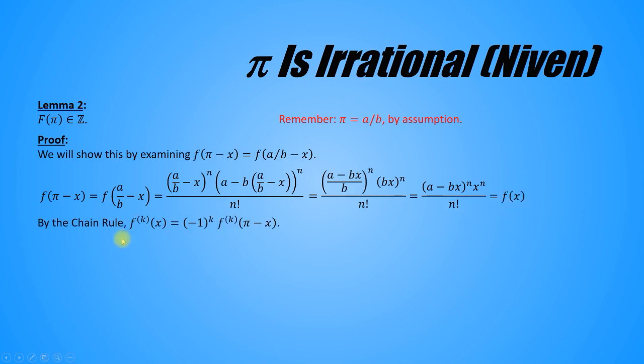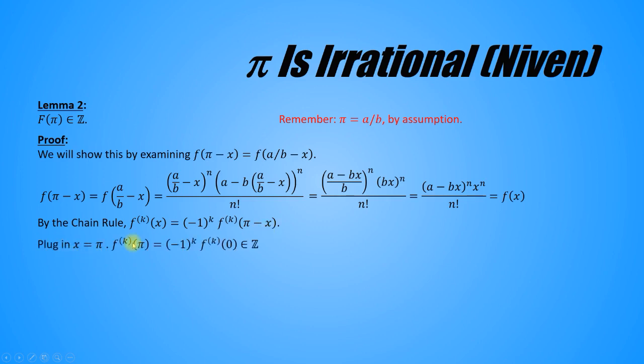Ta-da! Okay, we're going to differentiate little f k times. So by the chain rule, the kth derivative of little f at x is negative 1 to the k times the kth derivative of little f at pi minus x. So we'll plug in x equals pi.